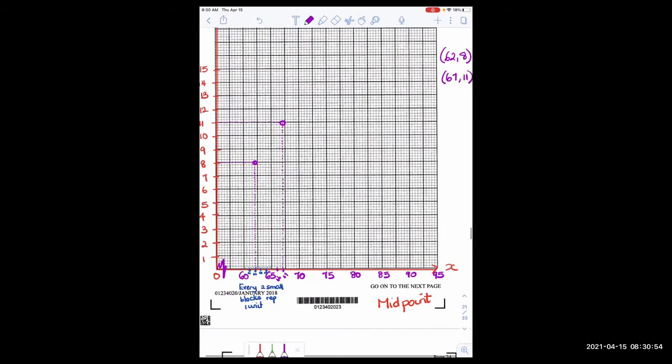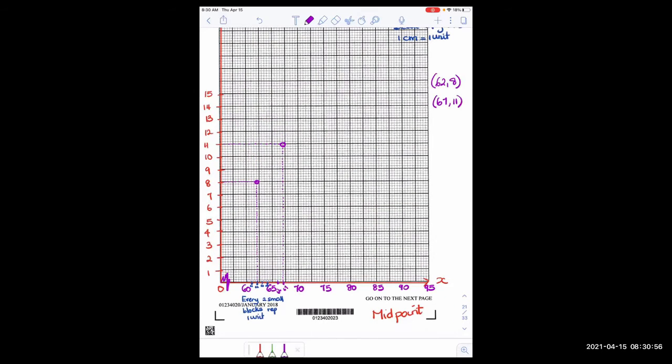The next pair of coordinates are 72, 15. So 70, 2 blocks after would be 71, and 2 blocks after 71 will be 72. And 15 is the highest point on my frequency polygon.